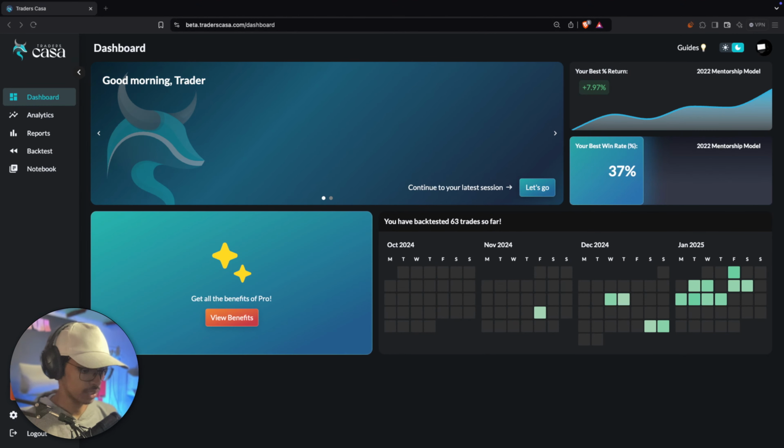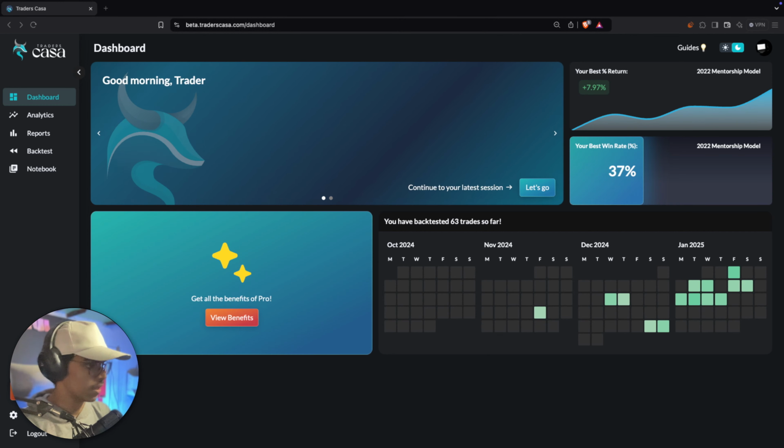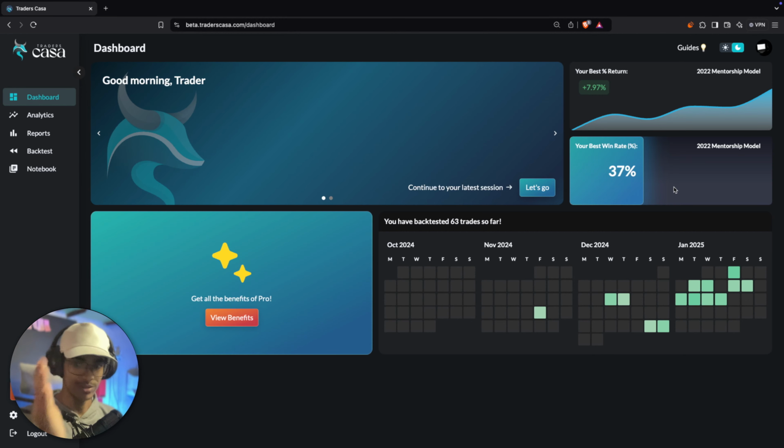So hello guys, welcome back to another session of this backtest. Let's see what is going to happen. Let's revise all the analytics. So we were up around 8%, and our win rate has increased from 30% to 37%.